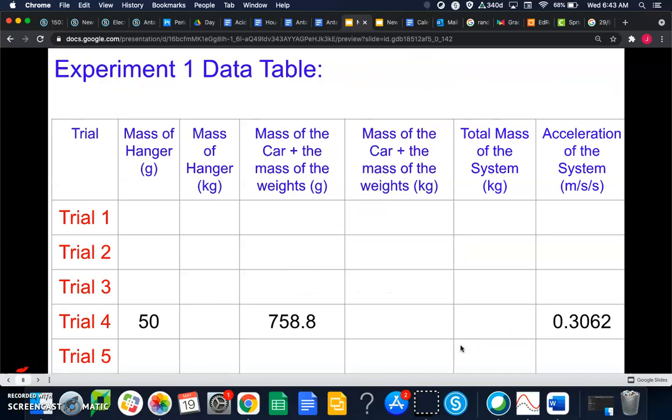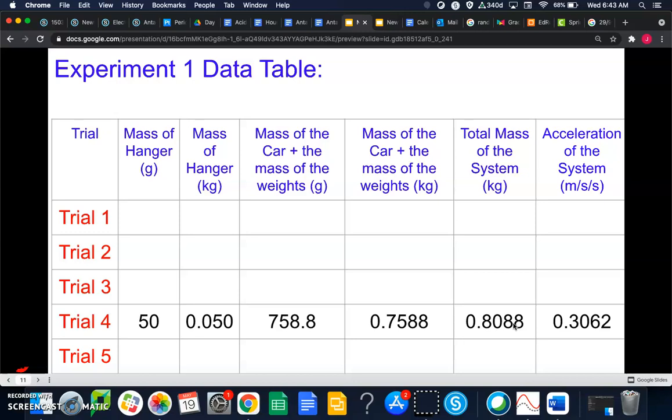Okay, and so then to convert the mass of the hanger to kilograms, we just take that 50 and divide by 1,000. To take the mass of the car plus the mass of the weights and convert it into kilograms, we take that number and divide by 1,000. And then we add the mass of the hanger in kilograms plus the mass of the car and the mass of the weights in kilograms to get the total mass of the system in kilograms. So that's the data that you should have got for trial 4.